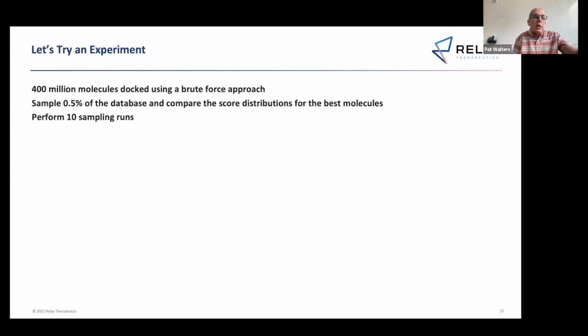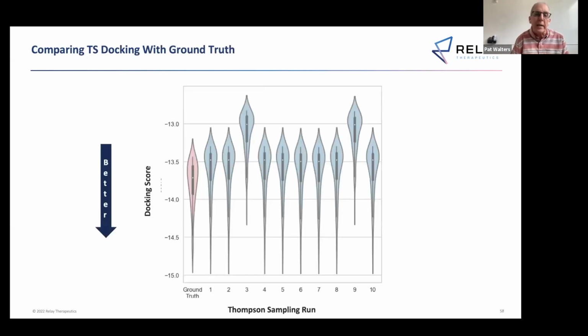As I mentioned earlier, we had done these brute force experiments where we've already done virtual screening on data sets of up to 1 billion molecules. But for this particular example, we'll take a look at this set of 400 million molecules. We brute force docked 400 million molecules. We used Thompson sampling to sample 0.5% of the database. And now we're going to compare the score distributions from 10 different Thompson sampling runs versus the ground truth, which is from the brute force docking.